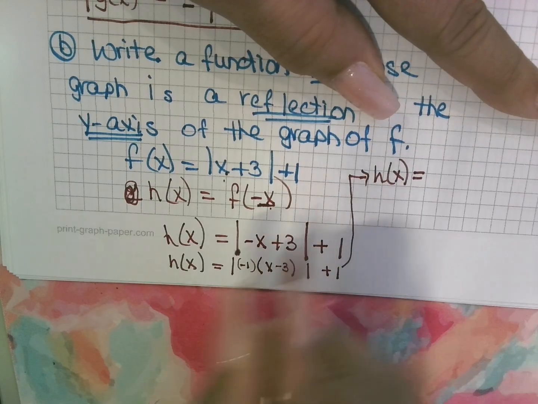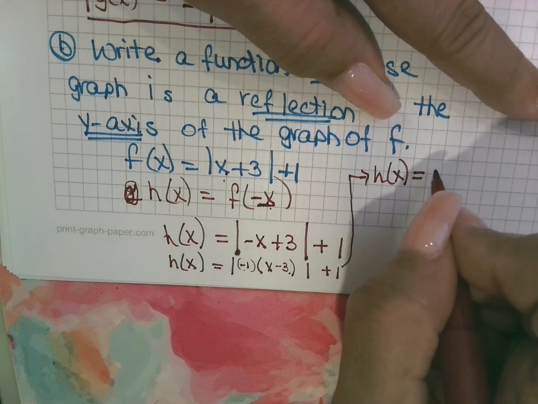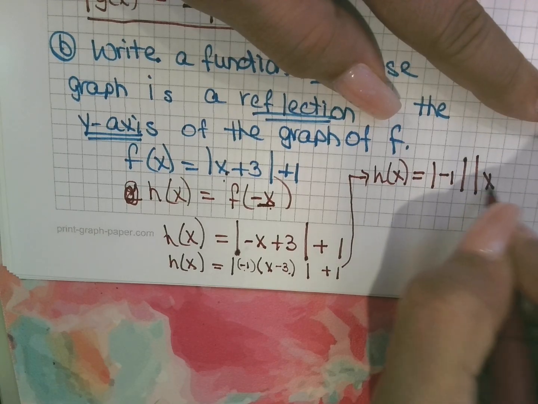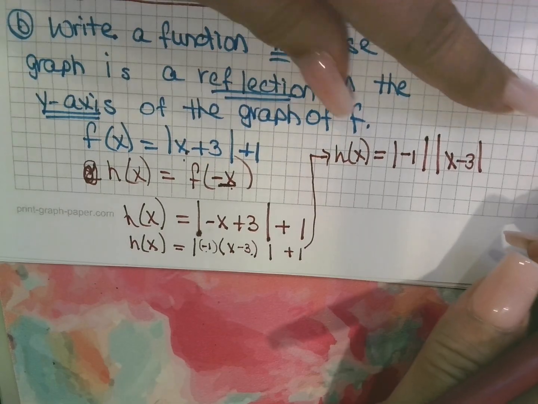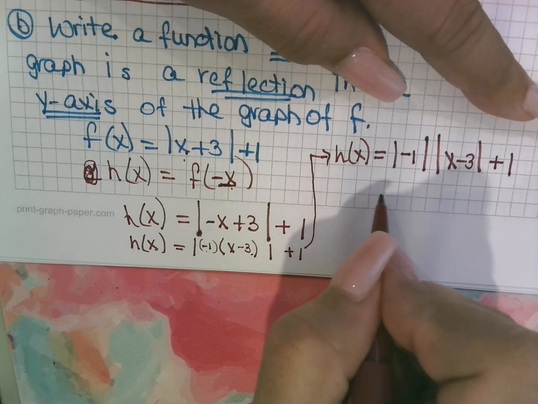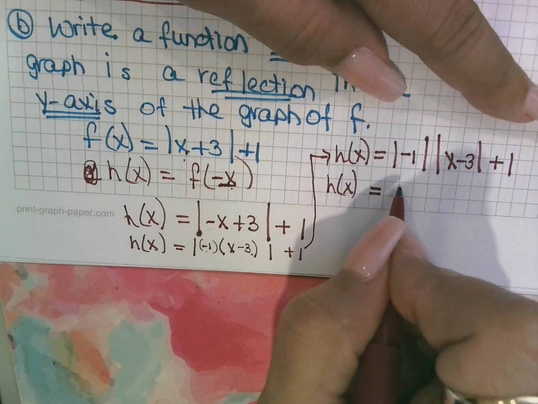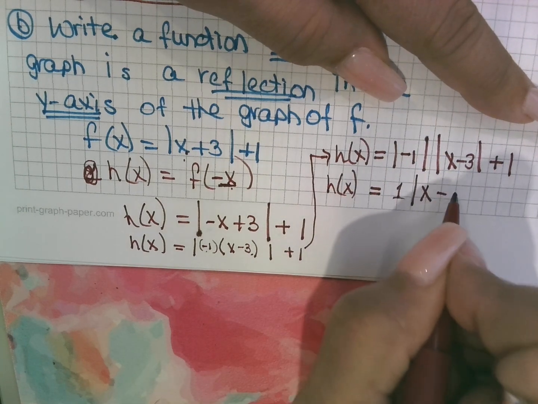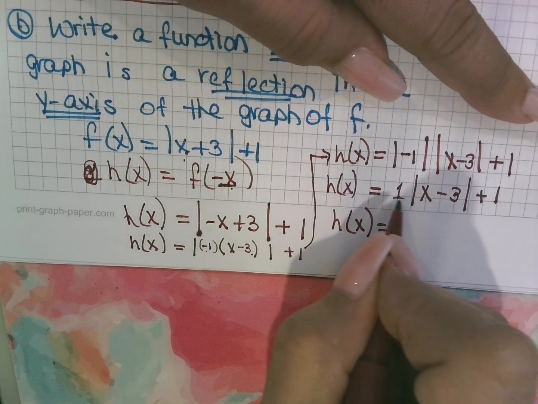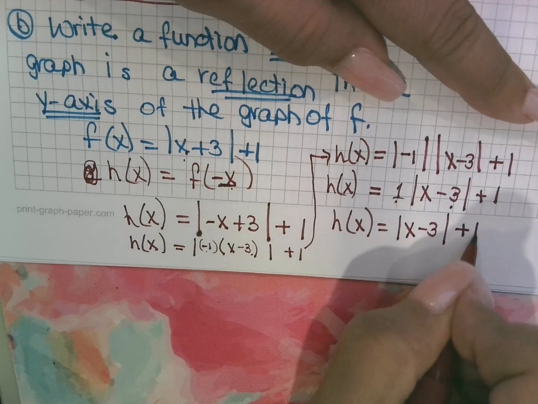h of x equals, now the absolute value of a negative 1 times x minus 3 is equal to the absolute value of a negative 1 times the absolute value of x minus 3. You can break it up, which is really nice, because we're going to simplify this very quickly, and then you have a plus 1. Now, what is the absolute value of a negative 1? And this is why it's so nice. It just becomes a 1, and then you're left with x minus 3 plus 1. And to simplify it further, 1 times the absolute value of x minus 3 is just the absolute value of x minus 3 plus 1.